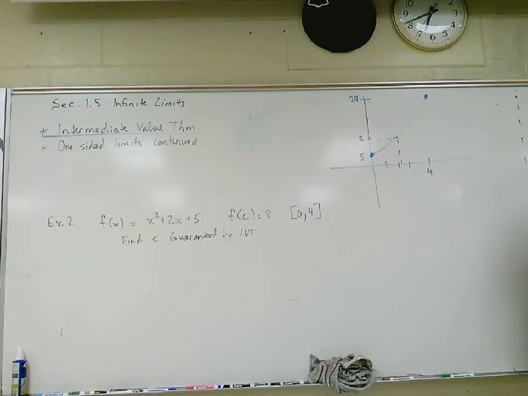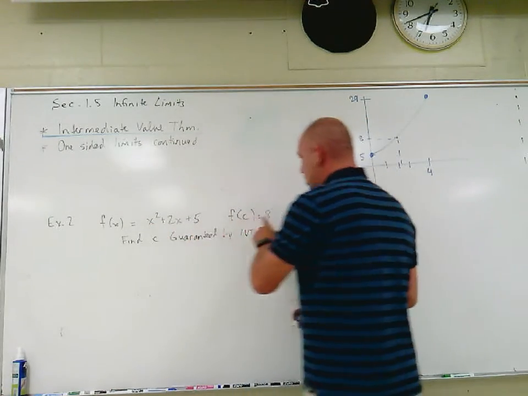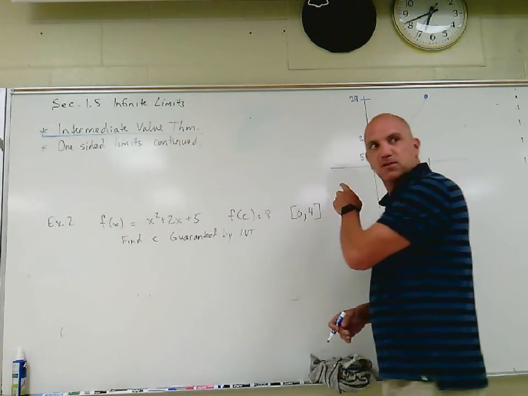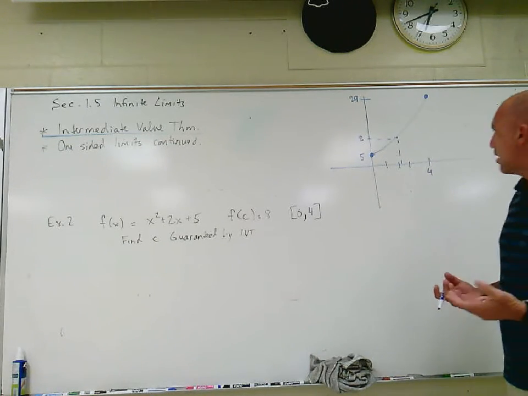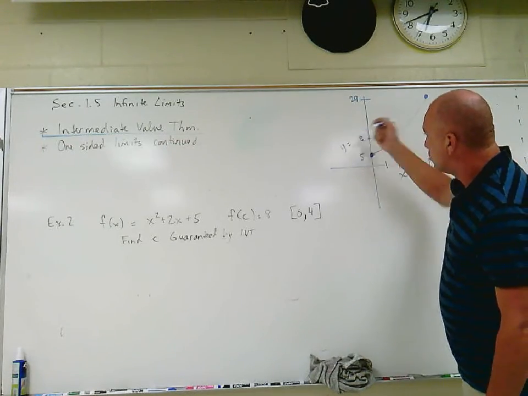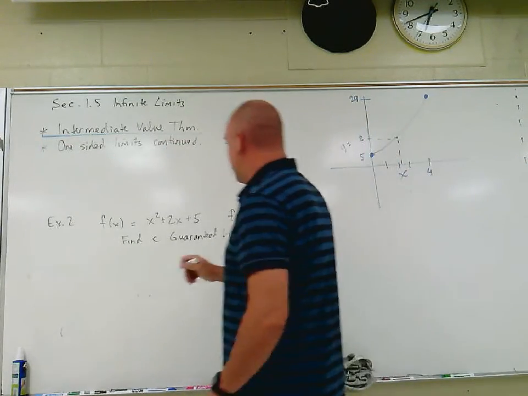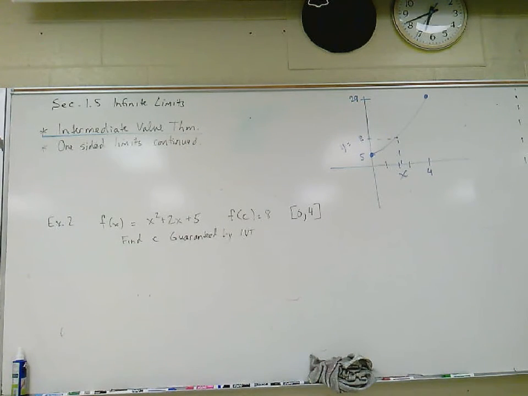So basically all you're doing is you're going to take your function and set it equal to that y to find the x value that gives you a y value of 8. So I've got to see what x needs to be so that my y is equal to 8. That's what this is asking. And is that guaranteed by the intermediate value theorem?